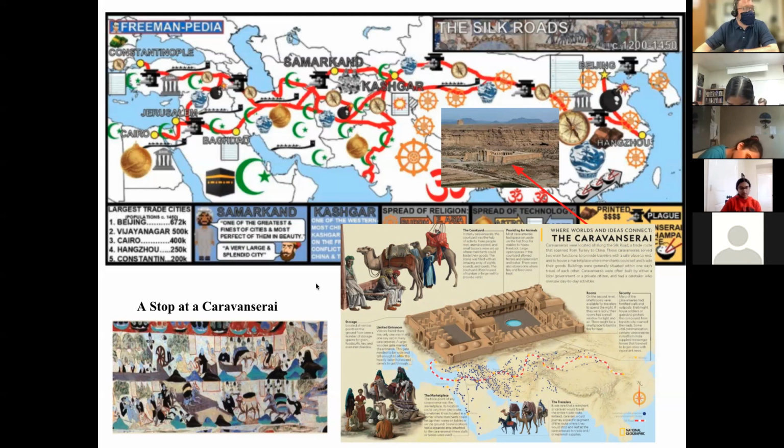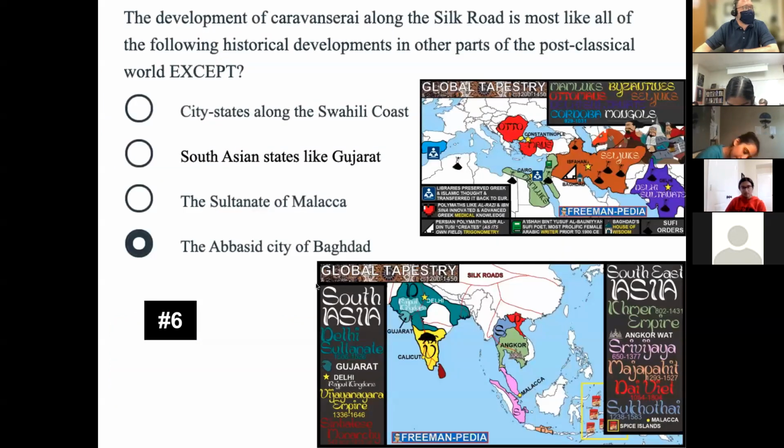So the question that you guys missed, number 6, was these caravanserai are like all of the following except, and you're going to notice a pattern. The most missed are always these except questions, because they make you slow down in your reading. Okay. These are trade cities, Arab and African.